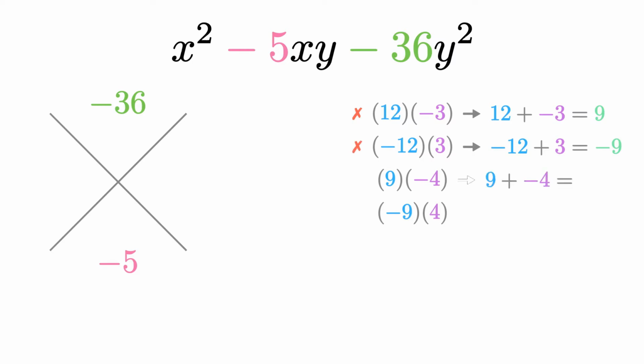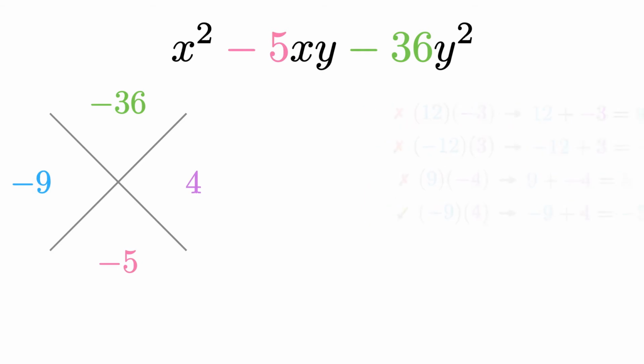9 plus a negative 4 is going to give us positive 5, which is not equal to negative 5, so we'll eliminate that. And then if we do negative 9 plus 4, that will give us negative 5, which works. So because negative 9 and 4 multiply to give us negative 36 and add to give us negative 5, we will use that to put in the sides of the x. So we'll put negative 9 and 4 in the sides of the x.